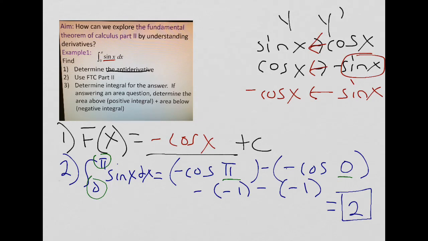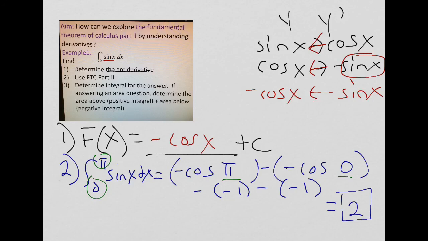Okay, so knowing your trig values is very important. 3, determine integral for the answer. Oh, we actually did that already. If answering an area question, determine the area above and add the area below. The area above would be a positive integral answer, and the area below would be a negative integral answer. We went over that before. So I'm just trying to give a general note there.